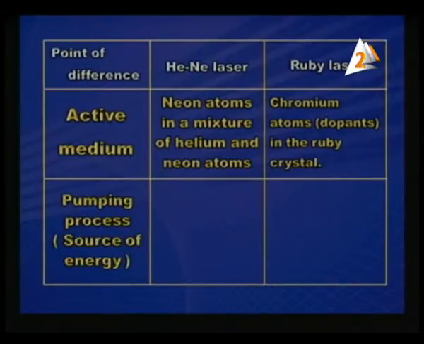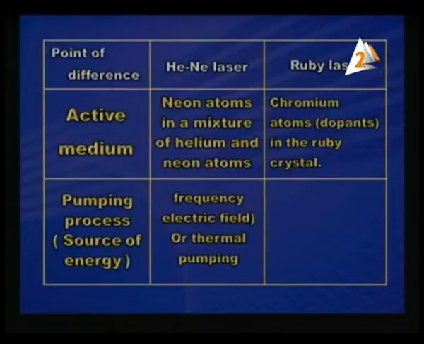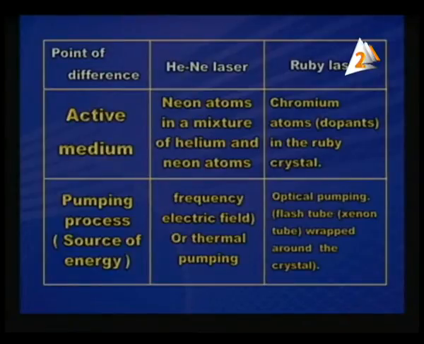What about the pumping process in each one of them, the source of energy? It is electrical pumping, high DC voltage or high frequency electric field, or thermal pumping, that is used in helium-neon laser, but optical pumping, a flash tube wrapped around the crystal, is used in ruby laser. So electrical pumping in helium-neon, but optical in ruby laser.